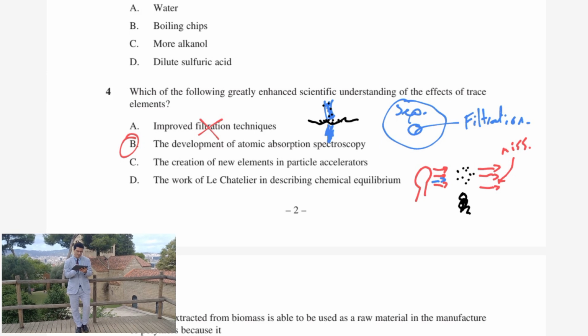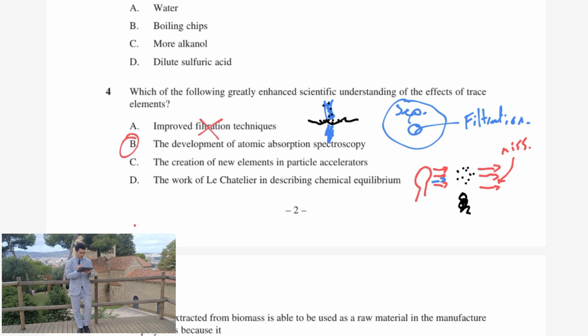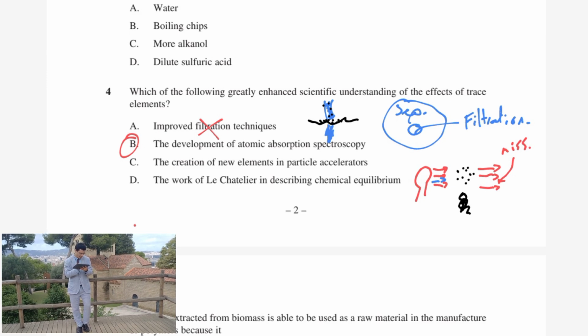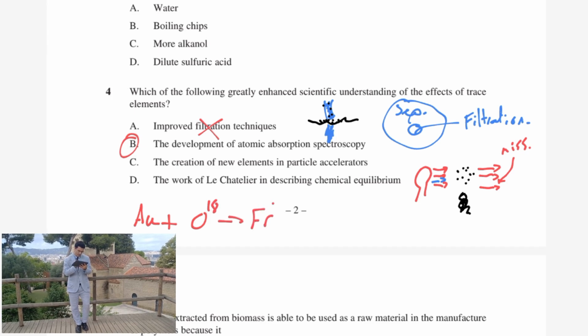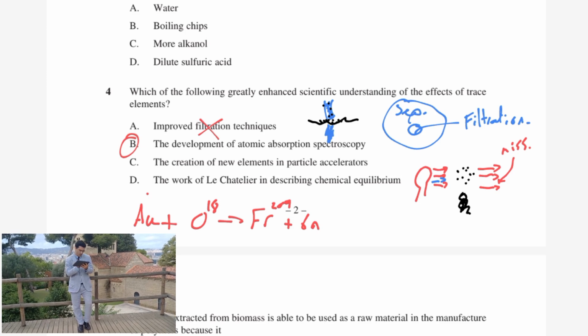Francium is a group 1 element, so it's in the same group as sodium, potassium, etc. In order to generate francium, you take gold and you bombard it with oxygen. Now, oxygen would be 18. And then we create francium, which would have a weight of 209. And we create 6 neutrons as well. So there's 215 on the right. 215 minus 18 is 197.